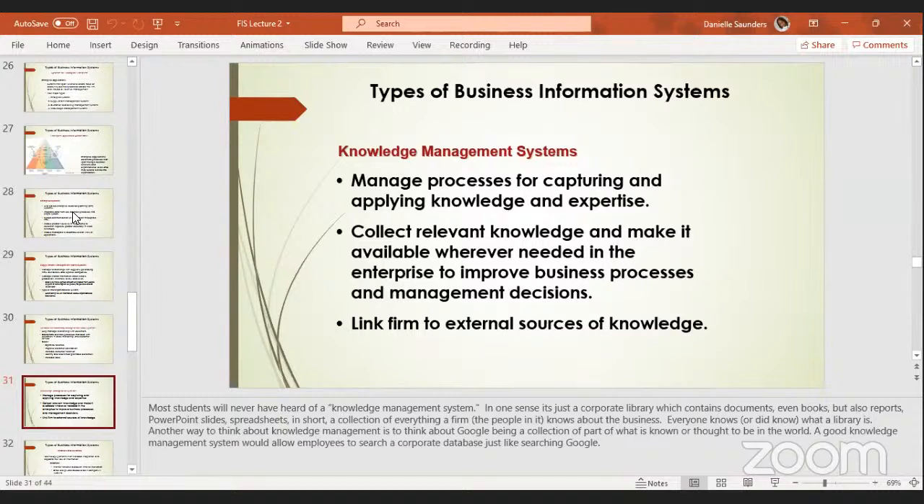And so not only do you want to keep knowledge about the firm, and within the firm, you also want to have knowledge about what's going on outside. So you always want to know about the competitors. Next slide.